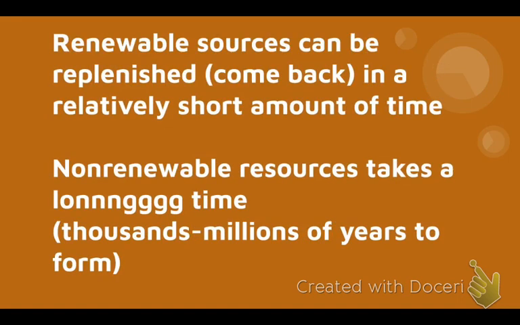Renewable energy sources are sources that will replenish, meaning they will come back in a relatively short amount of time. Non-renewable resources technically will come back, but they take so long that you'll never see them again. For example, if you cut a tree down, a tree will grow back within your lifetime. So that would be considered a renewable resource. The non-renewable resources, something like oil, are going to take hundreds of thousands, if not millions of years to come back. So you will not see that resource again.